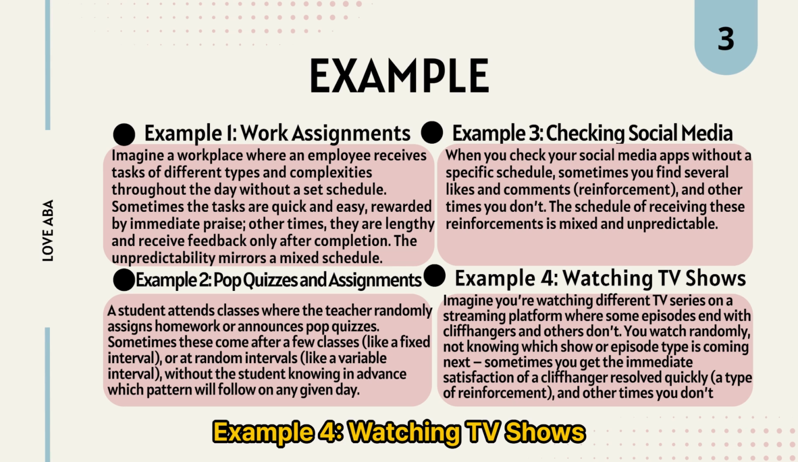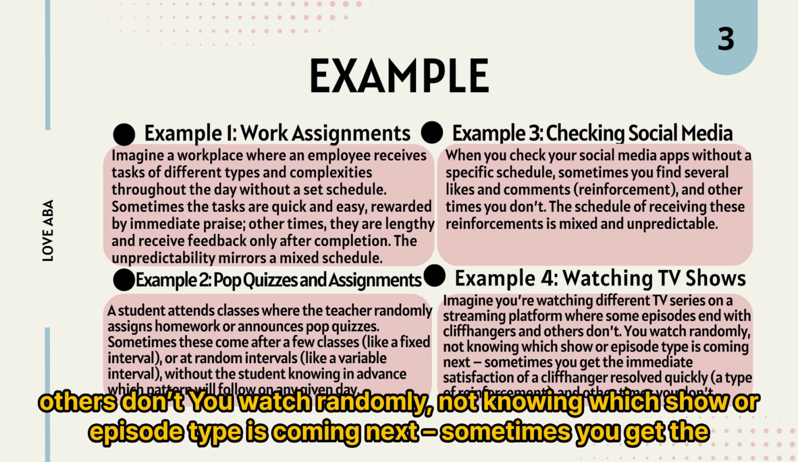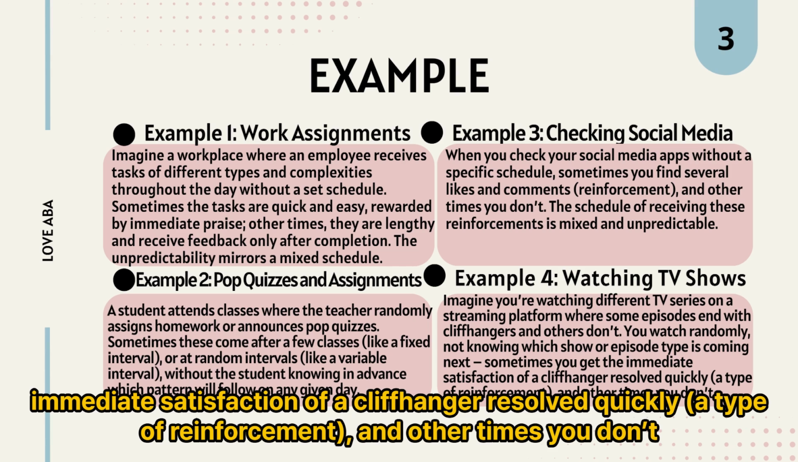Example 4: watching TV shows. Imagine you're watching different TV series on a streaming platform, where some episodes end with cliffhangers and others don't. You watch randomly, not knowing which show or episode type is coming next. Sometimes you get the immediate satisfaction of a cliffhanger resolved quickly, a type of reinforcement, and other times you don't.